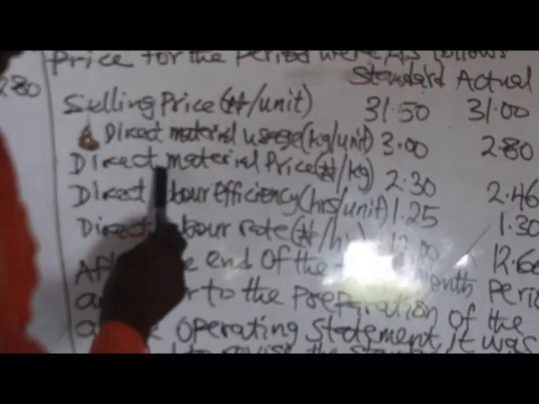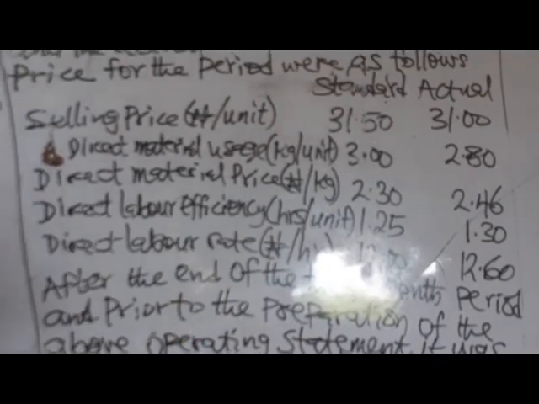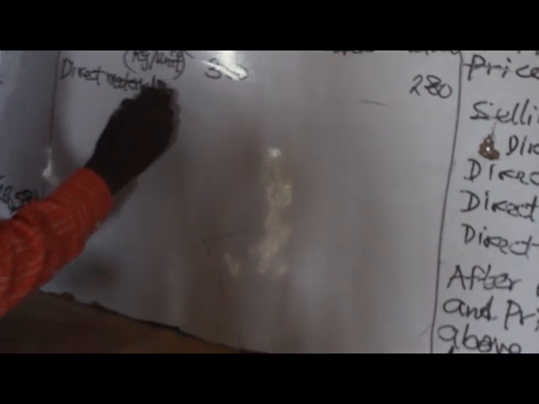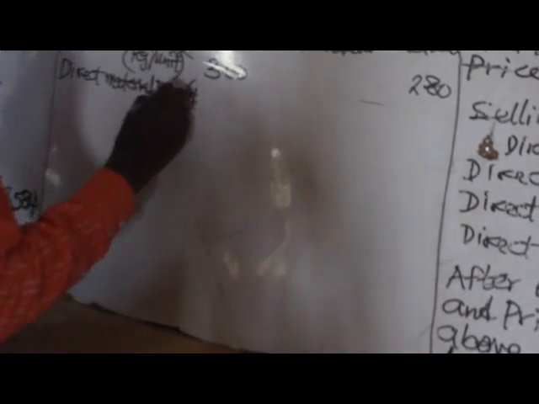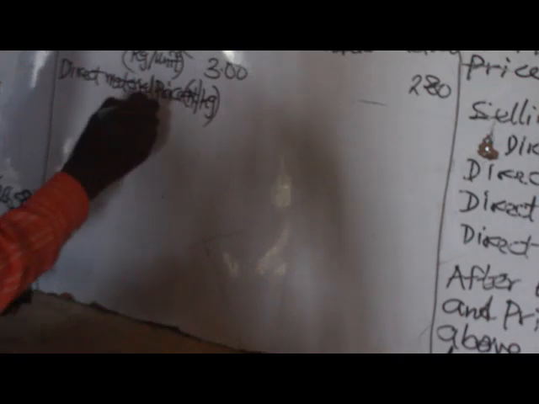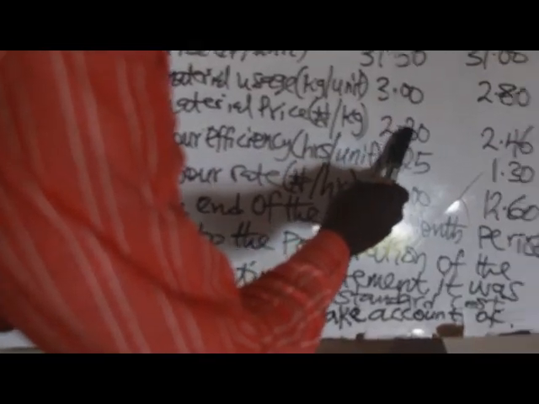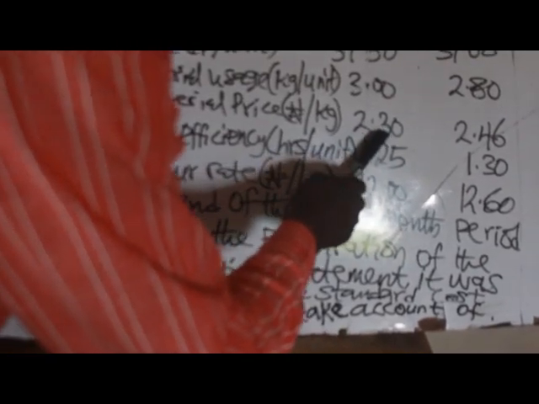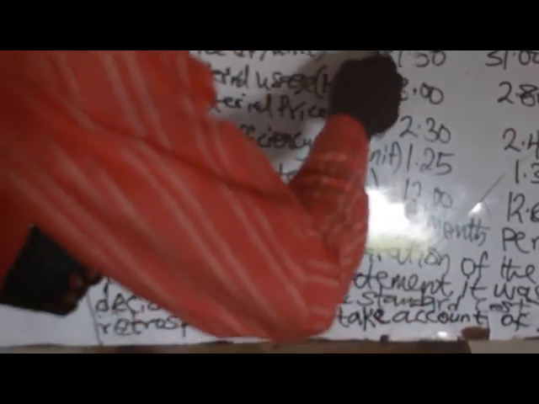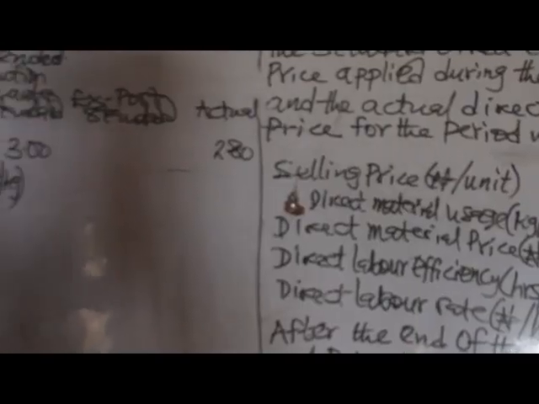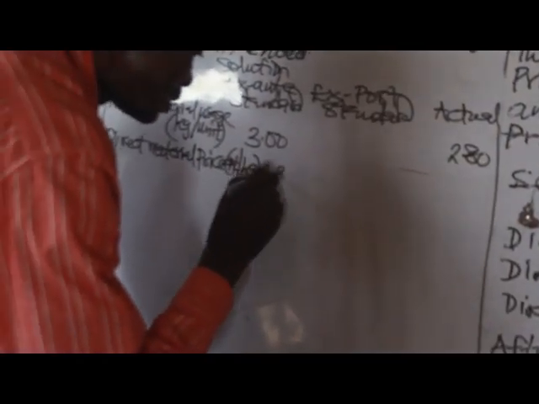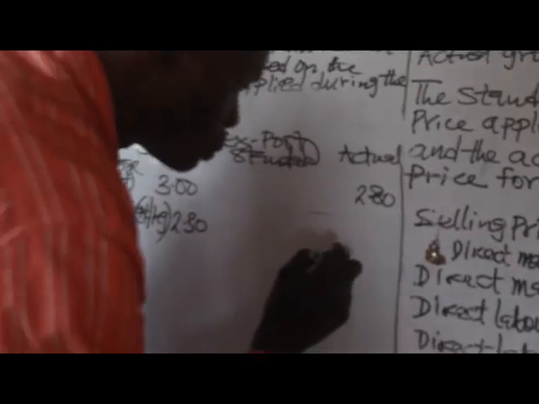Then we also have direct material price, naira per kilogram. Direct material price, and this is in naira per kg. Direct material price 2.30 and 2.46 for standard and actual respectively.